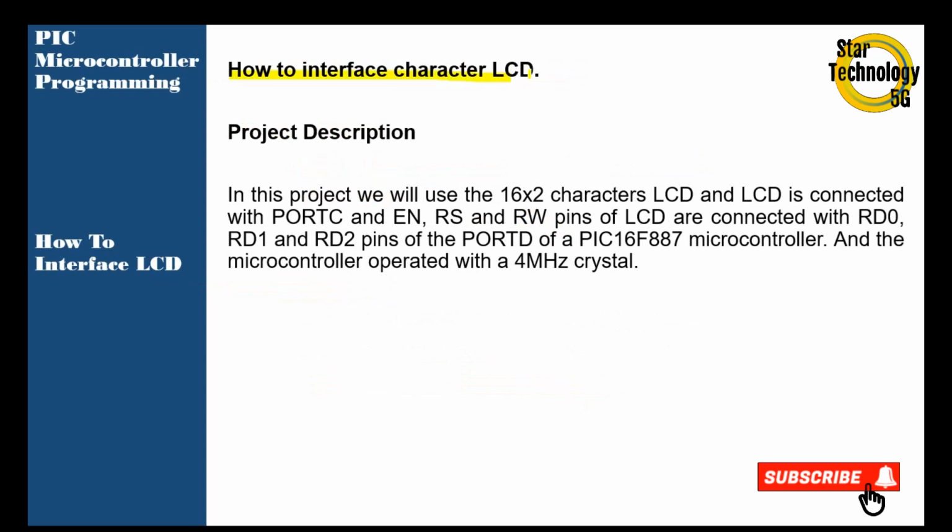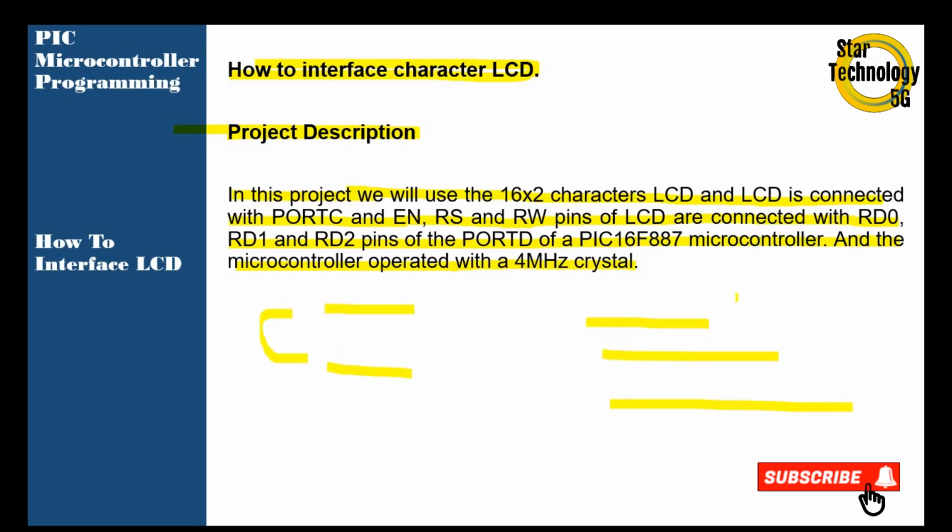How to interface a character LCD. Project description. In this project we will use the 16x2 character LCD, and the LCD is connected with port C. The EN, RS and RW pins of the LCD are connected with the RD0, RD1 and RD2 pins of port D of the PIC16F877 microcontroller, and the microcontroller operates with a 4 MHz crystal. We can use port C to send the data, and we will use the 3 other pins for the enable pin, the RS pin and the RW pin.